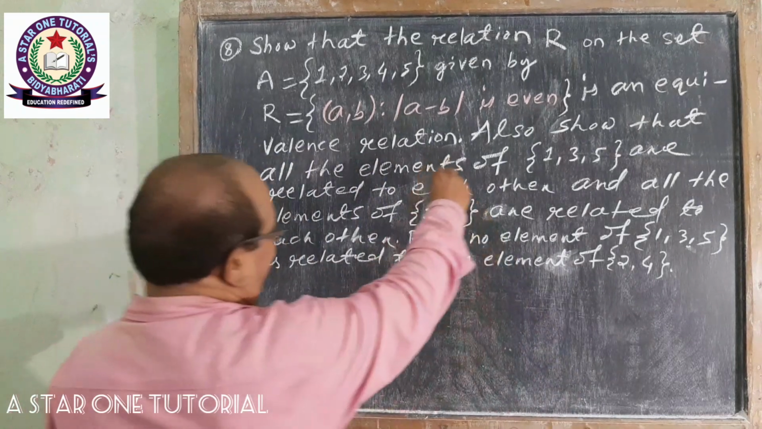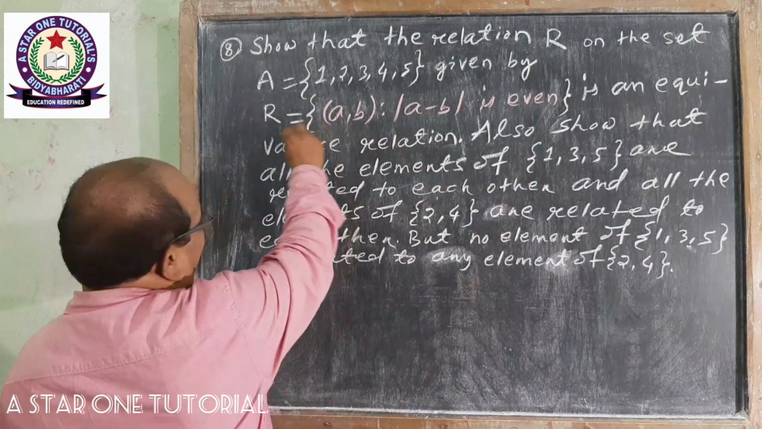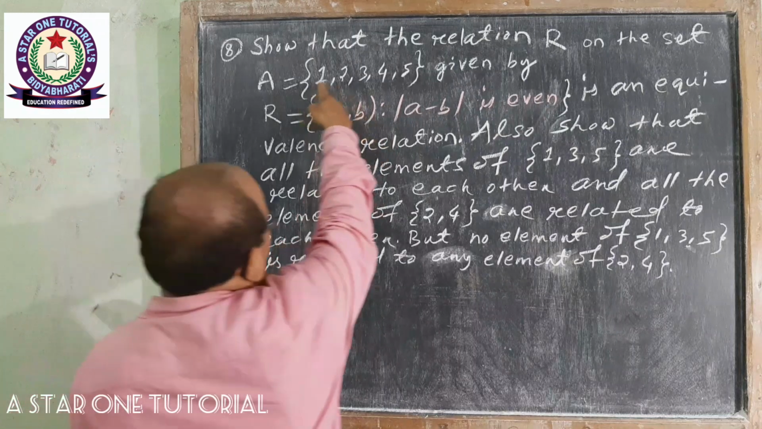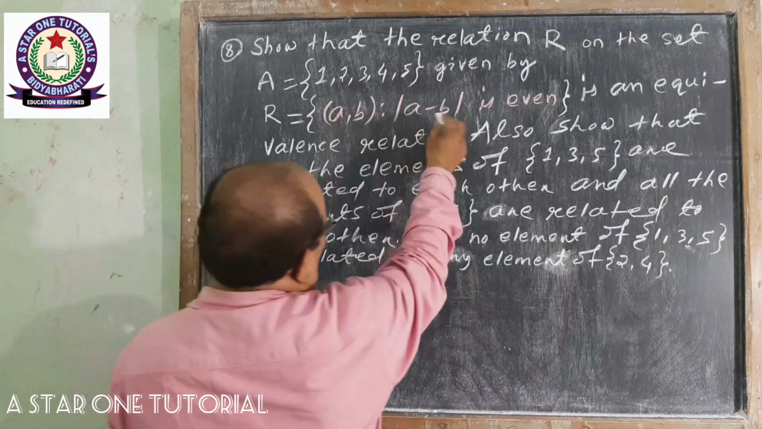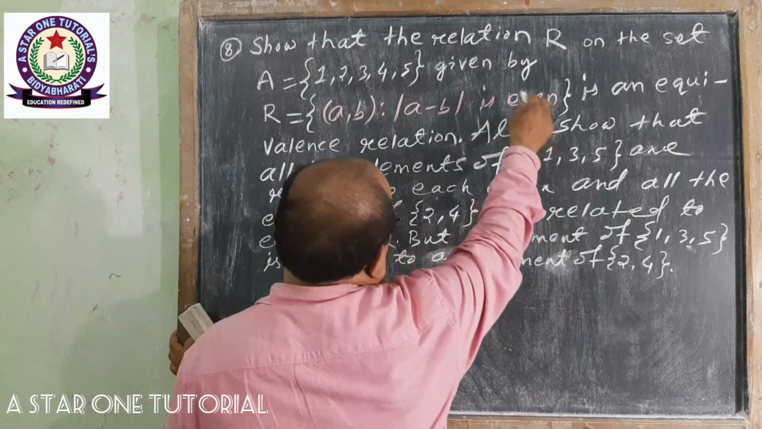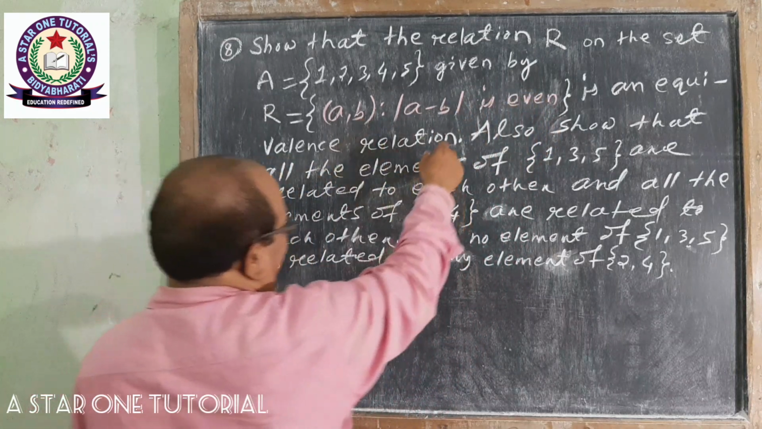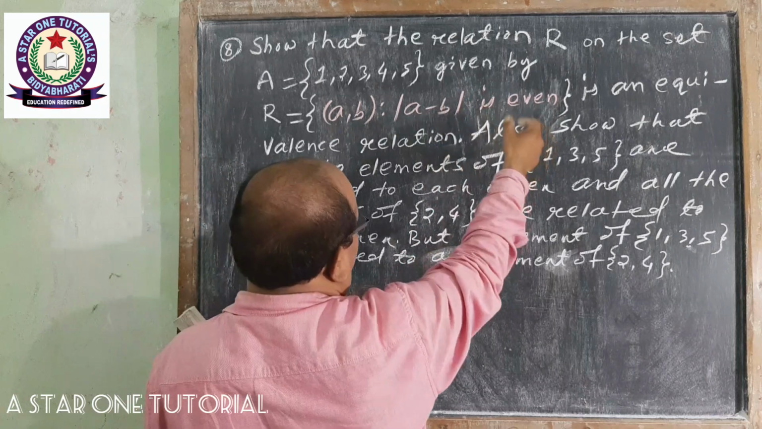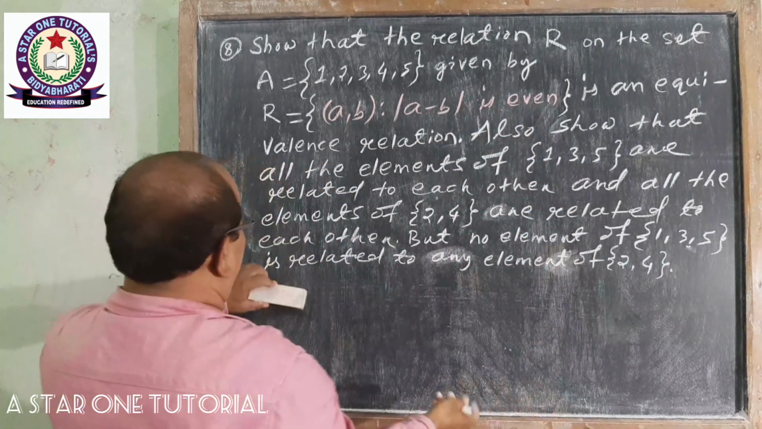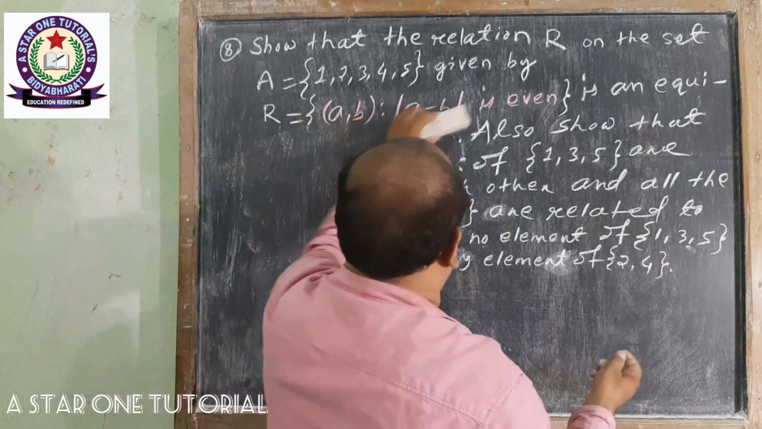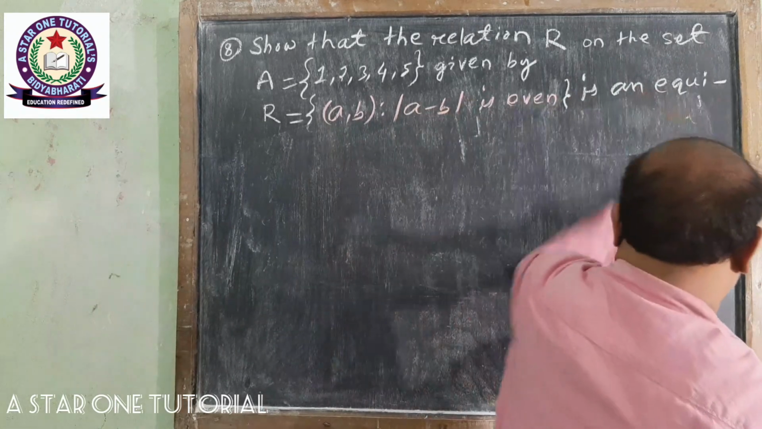So, you see that the relation R which has been defined on the set A is like this: modulus of a minus b is even. Means if you take the difference between two elements, then you will get the difference as even. Okay? So, let us write the relation first.